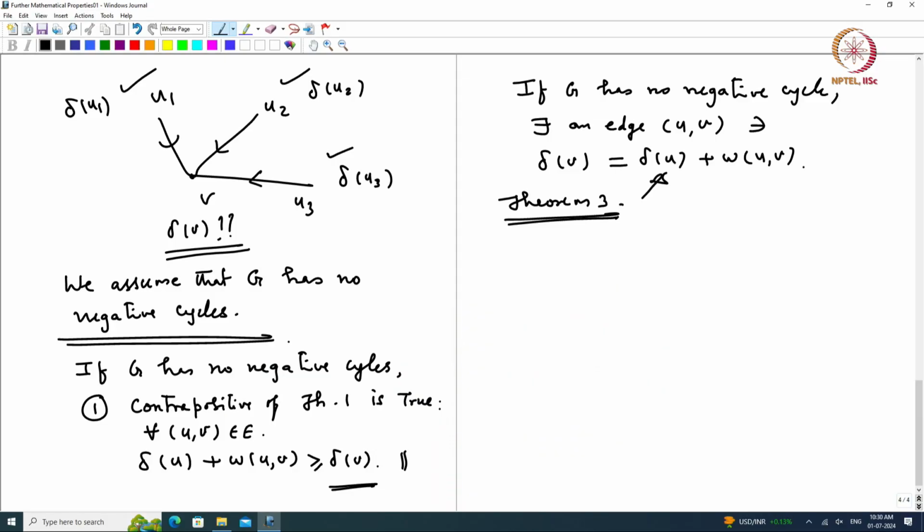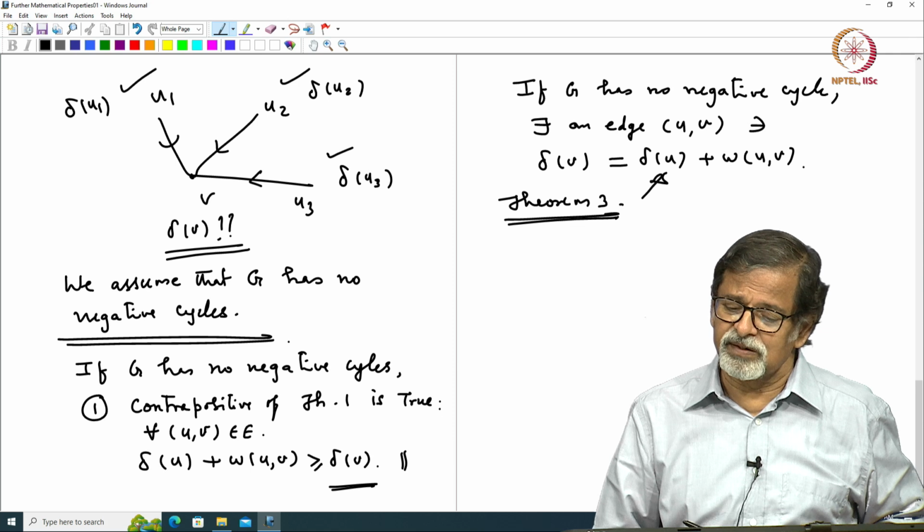So, here is the next important theorem that we are going to show. If G has no negative cycle, there is an edge uv such that delta v equals delta u plus w(uv). How do we prove this? Again, the proof is very typical of the kind of proofs that we do.